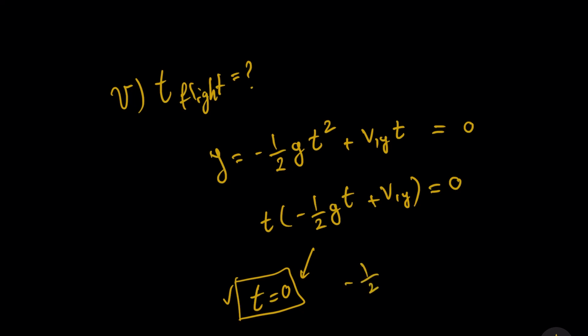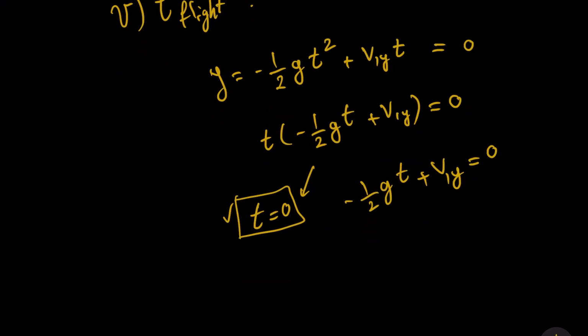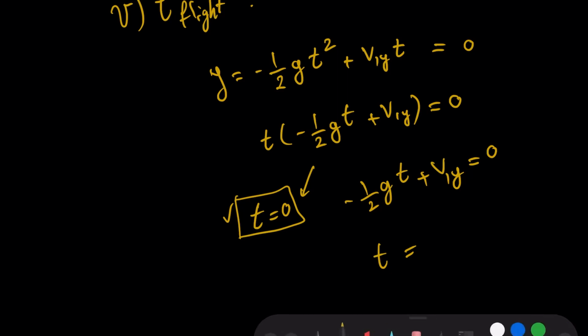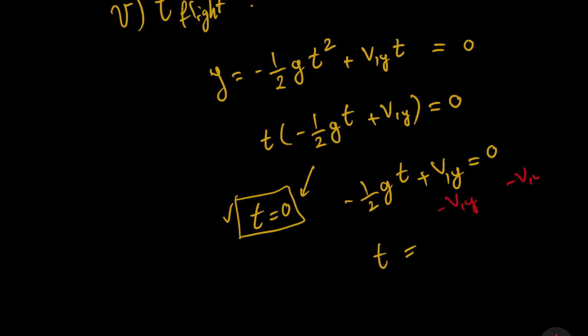And the other case is when negative 1/2 gt plus v1y equals 0. When that happens, we solve this for t. We can move things around a little bit here. So we can add negative v1y to both sides, treating them like just numbers. So we get negative v1y on this side divided by negative 1/2 g. The negative signs cancel. 2 comes to the top, becomes 2v1y, which is v1 sine theta over g.